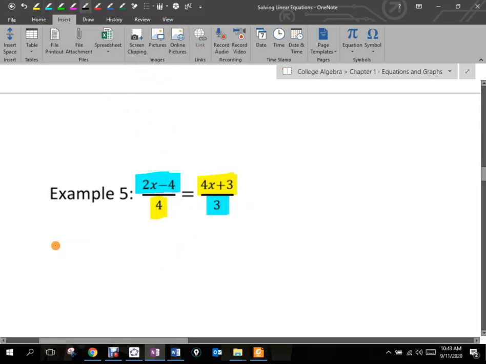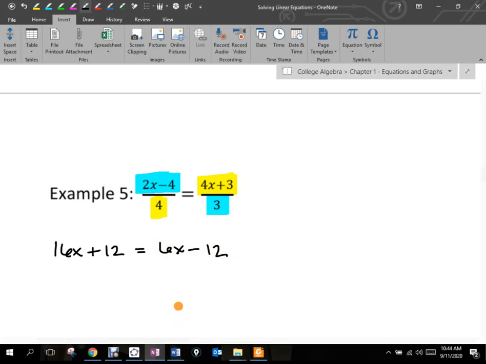So when I take the yellows, it's going to be 16x plus 12. And when I take the greens, or the blues, I guess, it'd be 6x minus 12. And we can solve that, right? Okay. Here's my question. Is that still an equation that has fractions in it? Just like the last one we did, right? What could I have multiplied both sides by instead of cross-multiplying like that? Could have multiplied both sides by 12, right?